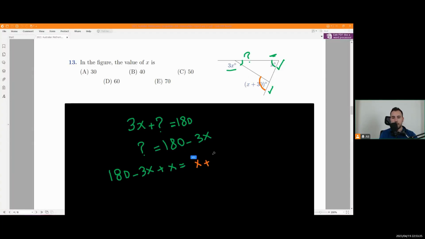So all we really need to do is solve this equation for x, and then we get our answer. So let's see it here. These two will be negative 2x. Going to this side, the right-hand side will be 3x. And it would be 180 minus 30, 150. So what is the value of x? 50. There we go.